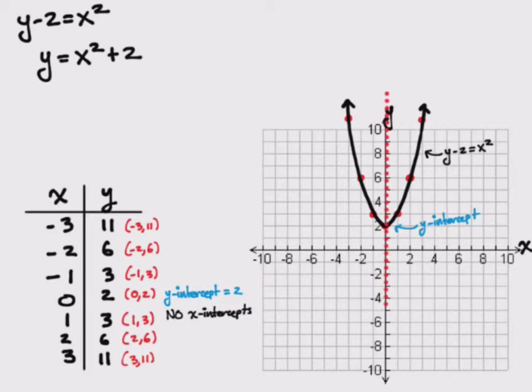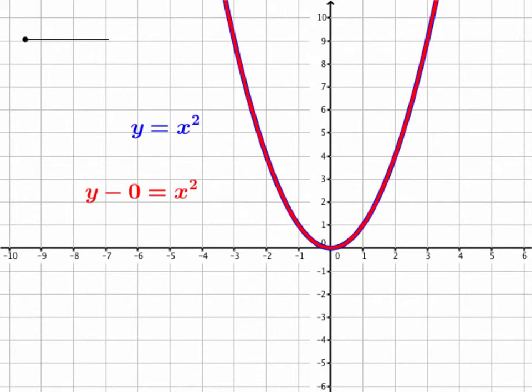And it appears to once again have the exact same shape as y equals x squared, but this graph appears to be exactly 2 units higher, and again, let's use that graphing calculator software to show that that's exactly what's happened. Once again, we've got a blue graph and a red graph. The blue graph is the graph of y equals x squared. Even if you can't see it, it's right there behind the red graph, because of course the red graph is exactly the same thing right now, y minus 0 equals x squared. But let's see what happens when we change this to a y minus 2 equals x squared.